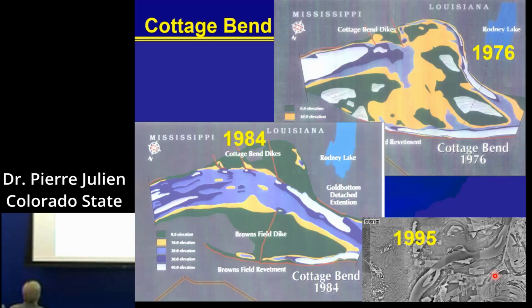Here's another one, Cottage Bend in 76, same idea. You see, widening means sedimentation. Converging flow means you're going to get some scour. So what did they do? You build a dike where it is shallow, because you can build a much longer dike in shallow areas than building something in the deep like here.